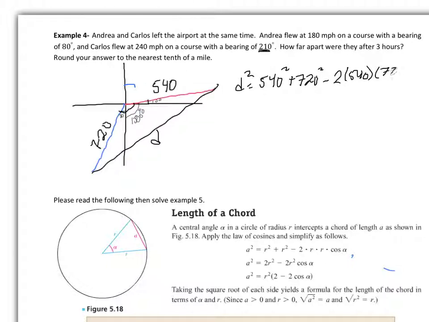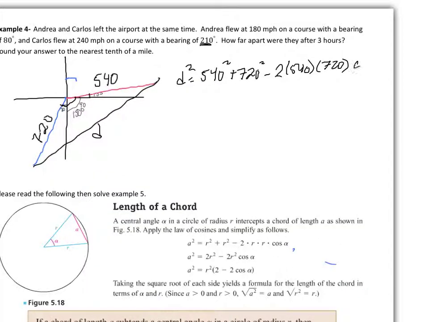Someone get this going on your calculator, please. Times the cosine of 130. Okay, so long story short, what does D equal? 1,144.5 miles apart.